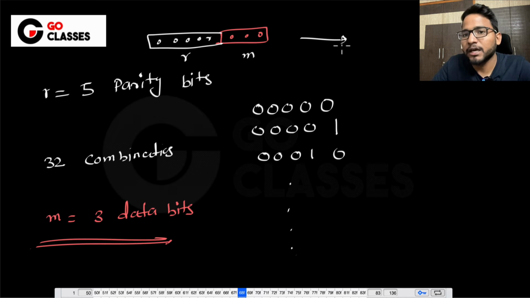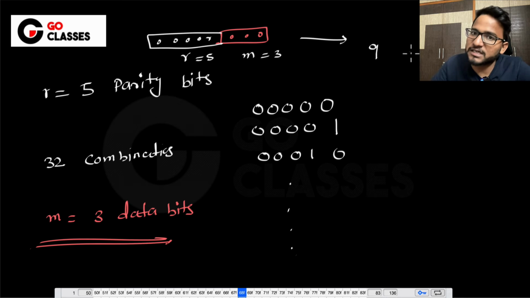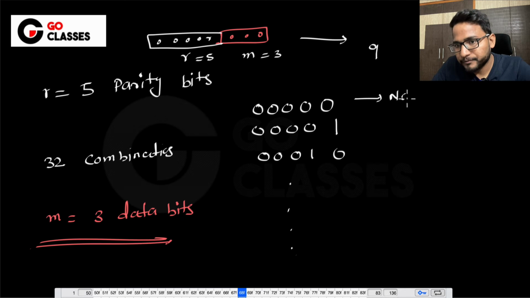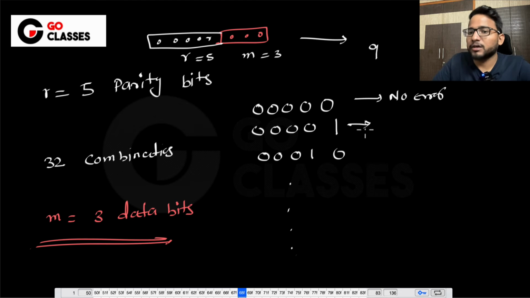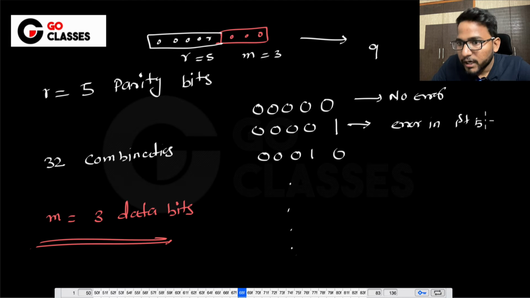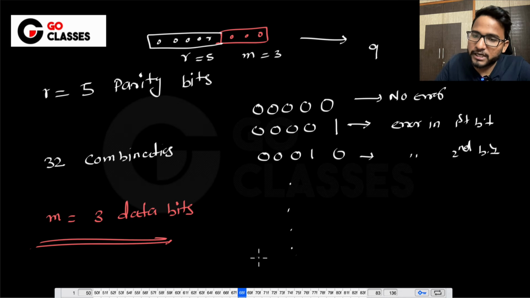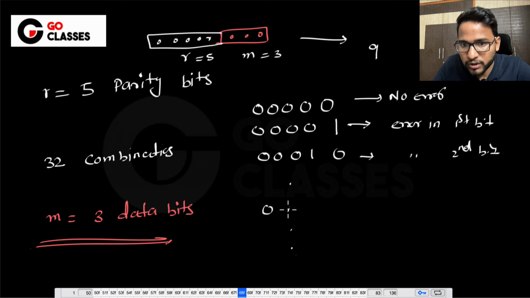Then at the receiver side, since m is 3 and r is 5, you can have total 9 combinations, which means you can receive this as it is. Maybe the error is here, maybe the error is here, like that. So you have total 9 combinations. Let's suppose one is saying no error, another is saying error in the first bit, another error in the second bit, like that. But since you have 32 combinations here and you just have 9 total possibilities, you will eventually be running out.